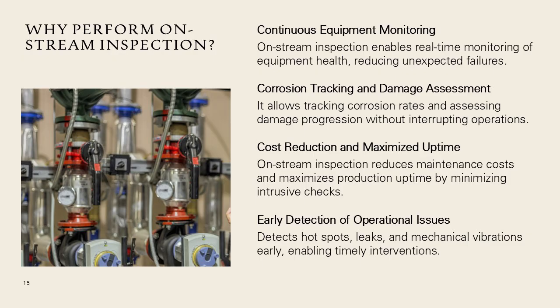On-stream inspection also reduces maintenance costs and maximizes production uptime by minimizing the need for intrusive inspections. It ensures regulatory compliance when equipment cannot be taken out of service frequently. On-stream inspections also help operators detect conditions such as hot spots, flow-accelerated corrosion, leaks, and mechanical vibration issues while the system is still operating, enabling early intervention and improved reliability.